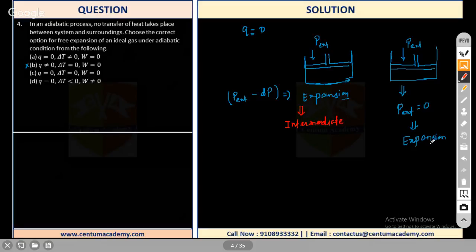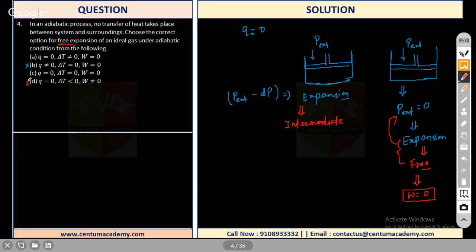Intermediate expansion. And this kind of expansion, when external pressure is zero, we call it free expansion. So here in this question, we are talking about free expansion. So what we can say, in free expansion, the external pressure is zero. And since external pressure is zero, work done will be equal to zero. Right. So when work done is zero, you can easily eliminate option D.